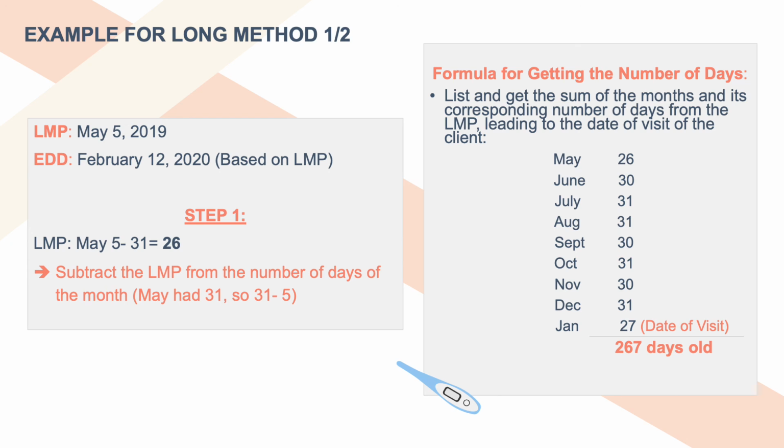But first, let us move on to the formula for getting the number of days. Right after we have accomplished step 1, we will then list and get the sum of the months and its corresponding number of days from the LMP, leading to the date of the visit of the client. So from step 1, we will list down May 26 and all the following months and its corresponding days that lead up to Ms. Lobach's date of visit, which was January 27. We then add all these values, which gives us 267 days old.